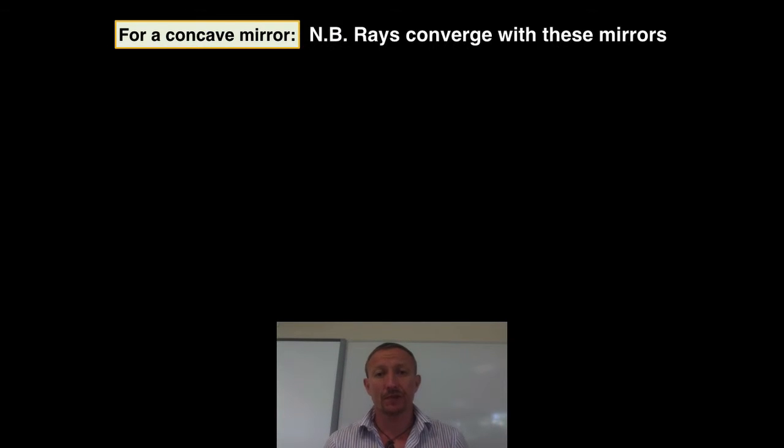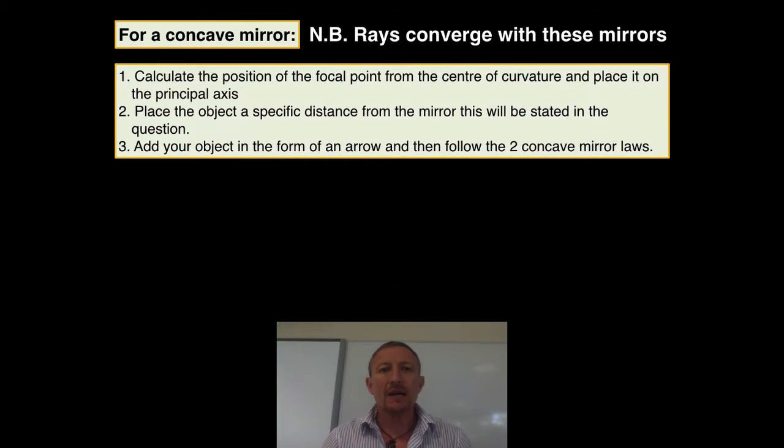Now, a concave mirror basically causes our rays to converge. Okay, when they converge, they bend in on each other and they cross. So basically what we need to do is work out our focal point either from the center of curvature or from the question. We place our object on the template, a certain distance away from the mirror, and then we have to follow the two concave mirror laws.